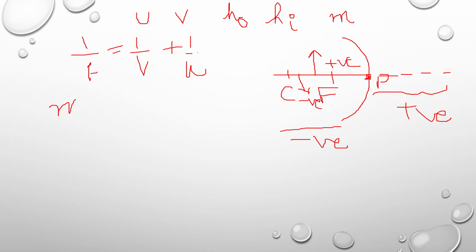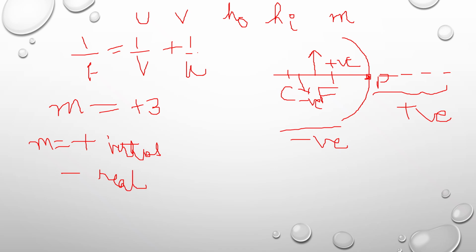Also there are certain things which you should know. Suppose I have written m equals plus 3, and you are asked in which mirror this case is possible. First of all you should know what this plus is indicating, and what this 3 is indicating. If I am writing plus, it will be a virtual image, and if I am writing minus, it will be a real image.